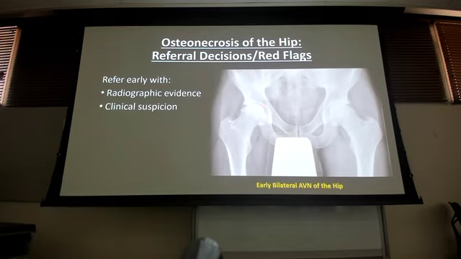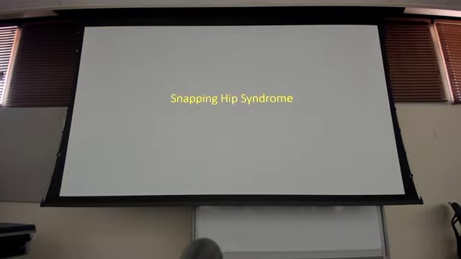Kind of does, right? Maybe not best seen on this view. Maybe you get a different view and it looks more like a half crescent, right? But that could be a half crescent sign there, okay? There we go. All right. Any questions about osteonecrosis of the hip?